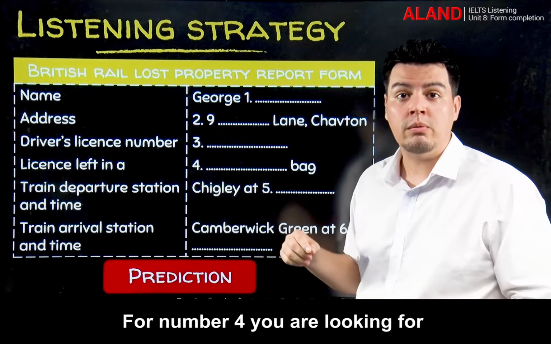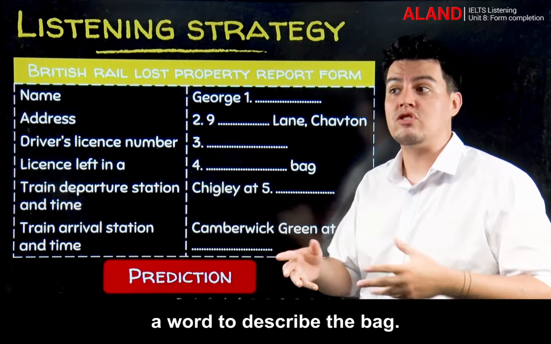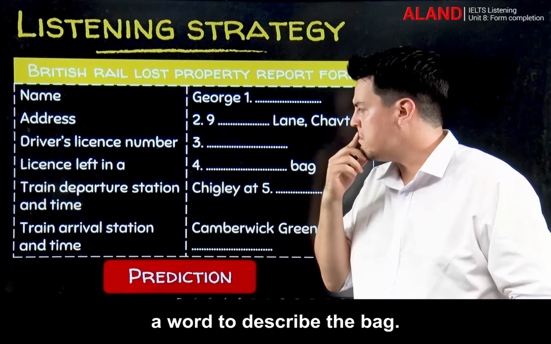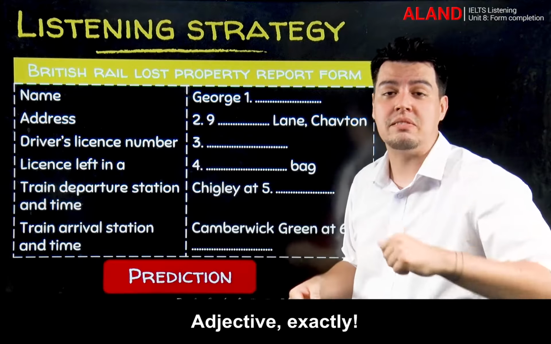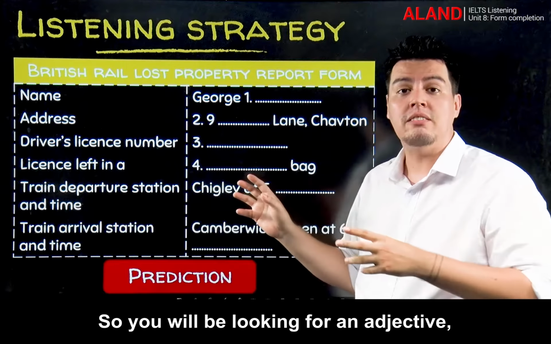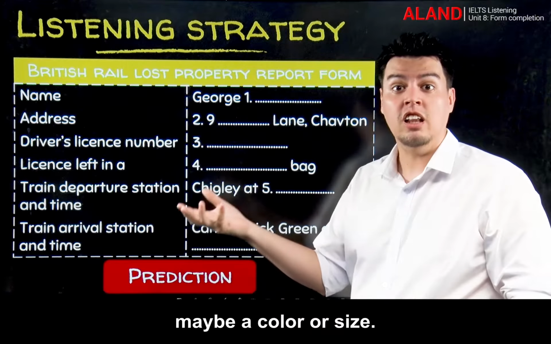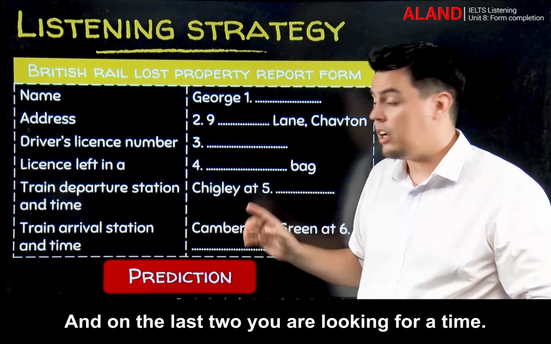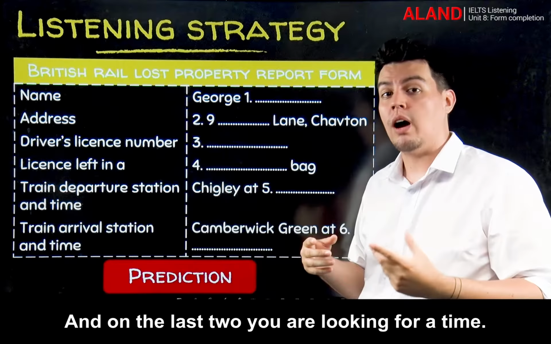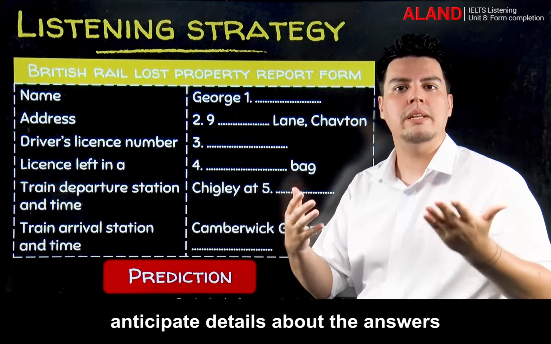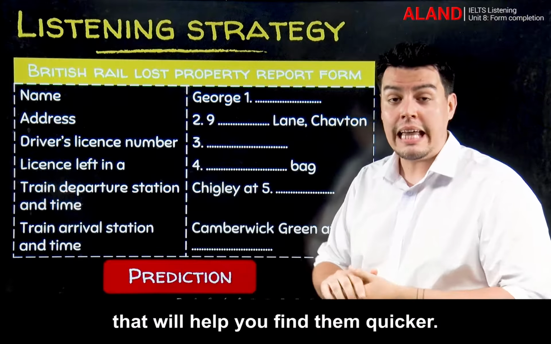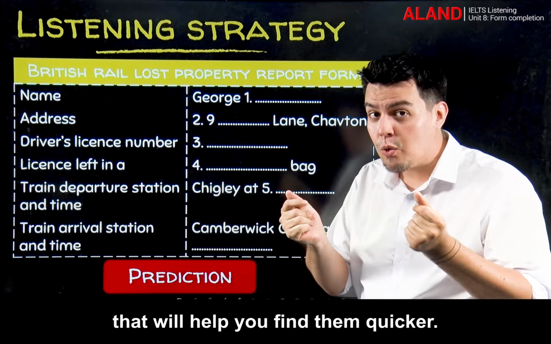For number 4, you are looking for a word to describe the bag. What's another word for that? Adjectives. Exactly. So you will be looking for an adjective, maybe a color or a size. And on the last 2, you are looking for a time. Using prediction in this way will help you anticipate details about the answers that will help you find them quicker.